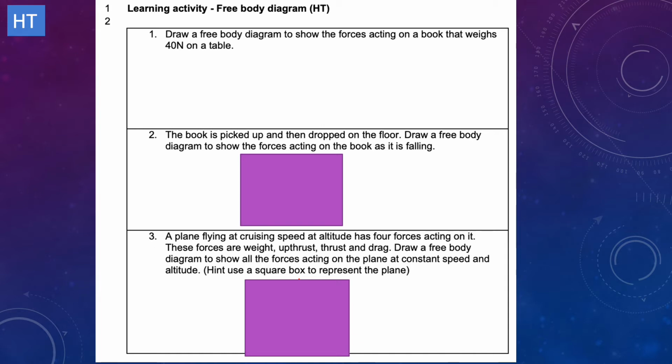But in this activity here, we are going to be drawing free body diagrams, and this shouldn't be honestly too hard, but take some time, read the questions. I'll do the first one with you, and then I would like you to try the other two questions by yourself. So number one says, draw a free body diagram to show the forces acting on a book that weighs 40 newtons on a table.